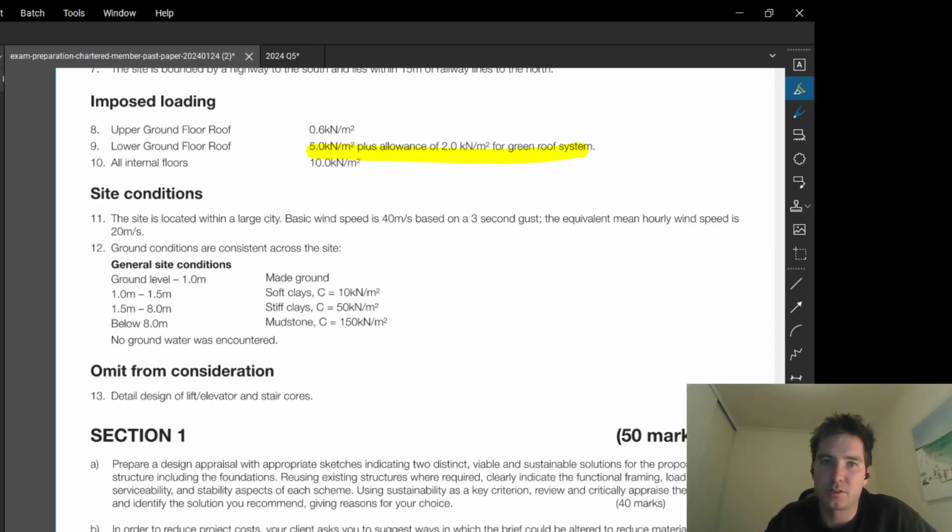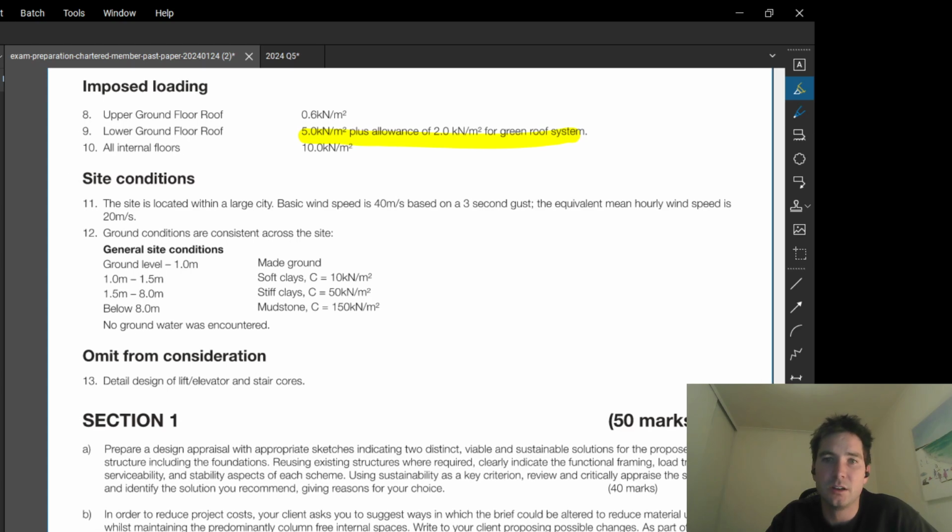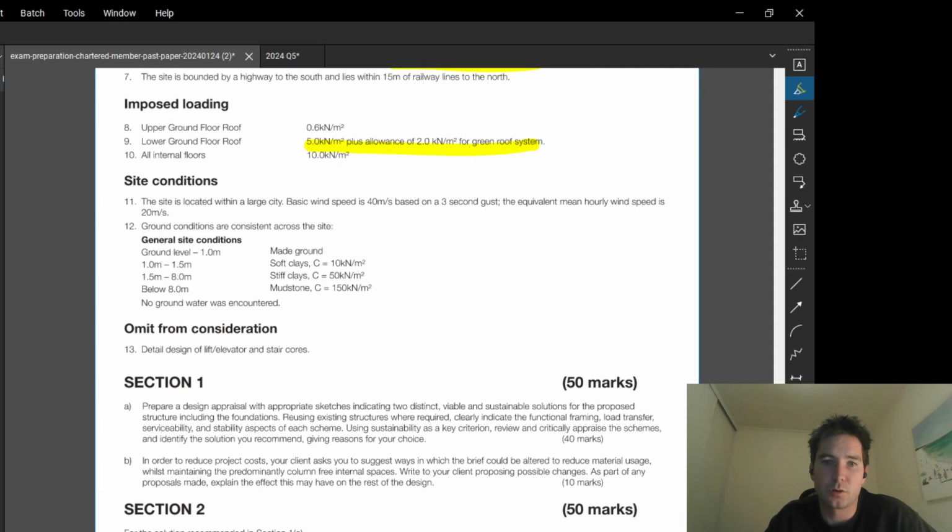So that's why you'll see when we look at my layout that I've gone down to the stiff clay where the cohesion's 50 kPa. So we get an approximate allowable bearing capacity of 100 kPa, which is a bit better to work with.